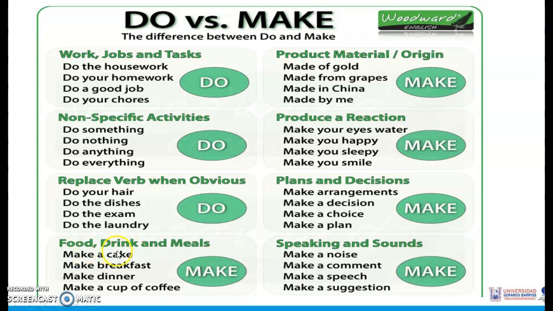For example, food, drinks, or meals: as I said, when you are talking about a product, you use make. Make a cake, because you have to construct it, you have to create it. And to make reactions, to make plans and decisions, speaking and sounds. Why do you use make instead of do? Because when you speak and when you make a sound, you are creating and producing something. So that's the difference. Do is for activities and tasks, and make is for things, for creating or constructing, or with products themselves.